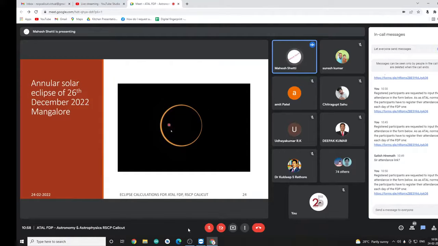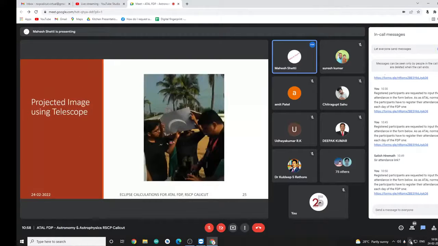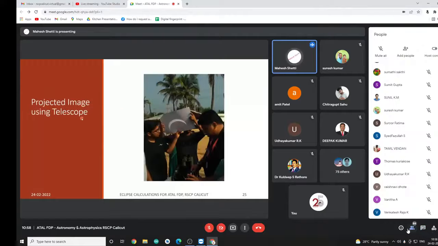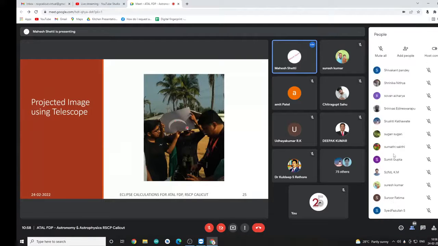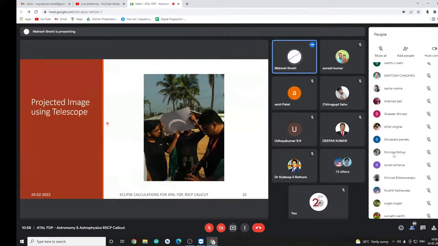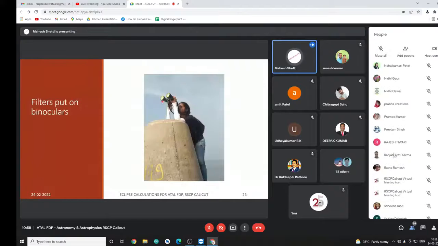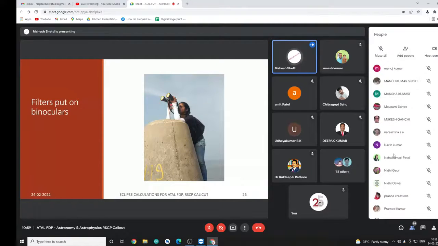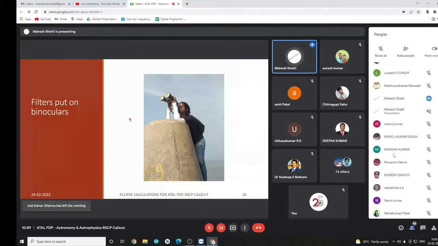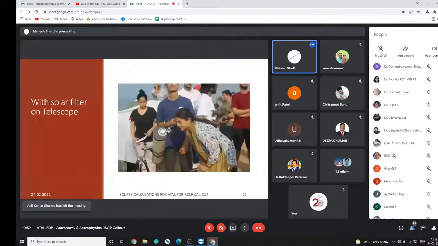But this is an interesting photograph, taken with a camera attached to a telescope, or you can take it directly using a camera also. One simple way of observing is to project the image of the eclipse on a screen and watch that. You can put filters on binoculars. There are filters available for binoculars and you can watch through that. These are all our student volunteers.